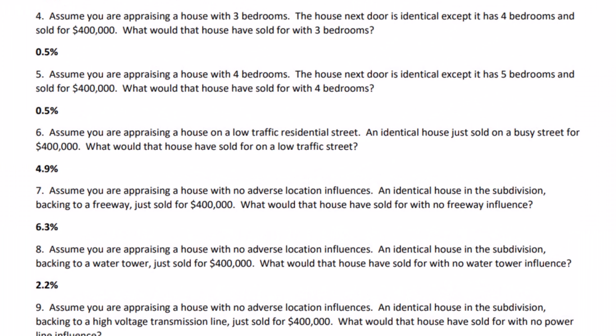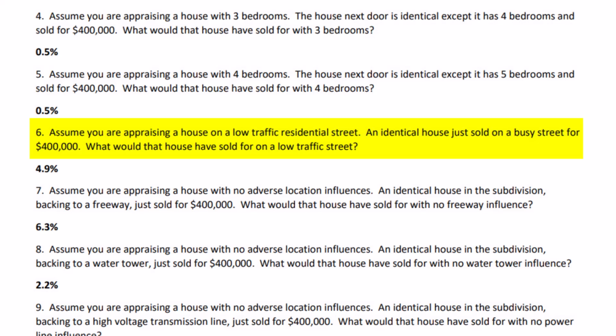Question 6 is, assume you are appraising a house on a low-traffic residential street. An identical house just sold on a busy street for $400,000. What would that house have sold for on a low-traffic street?